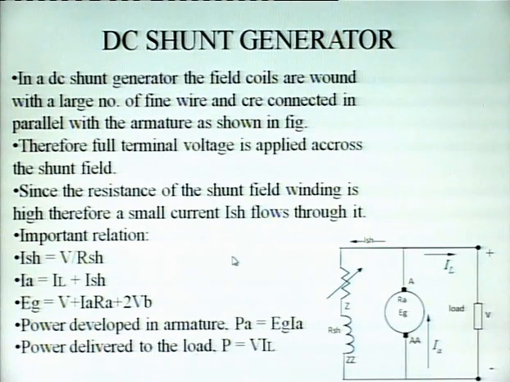DC shunt generator. In a DC shunt generator, the following relation can be derived: armature current IA will be equal to I shunt plus IL. If you apply Kirchhoff's current law here, at this node the incoming current is IA and the outgoing currents are I shunt and IL. So this relation can be derived, and EG will be equal to V plus IA RA plus 2VB.